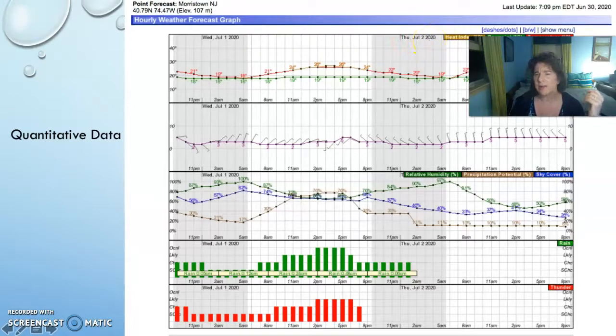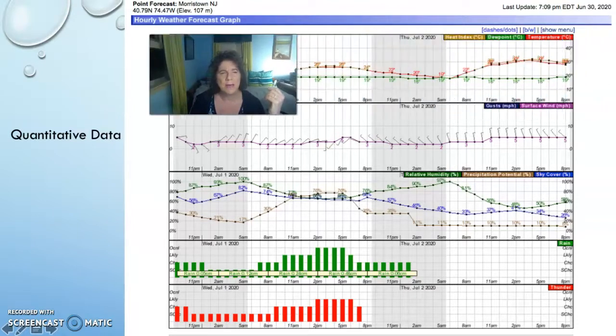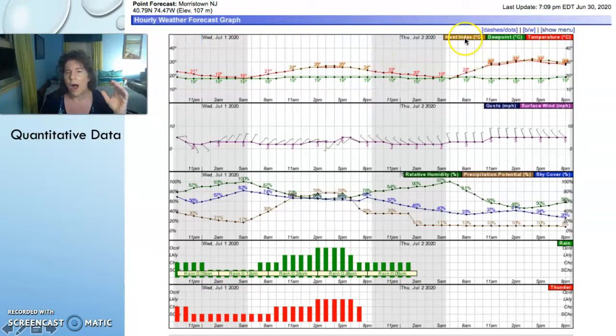And what you're looking at here, and I'm going to move this a bit, if I can move it down for you, I'm going to move it over here so you get a better view. What you're looking at here is temperature in red in Celsius.